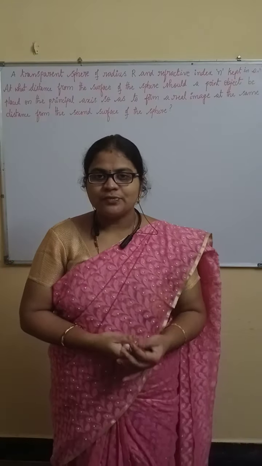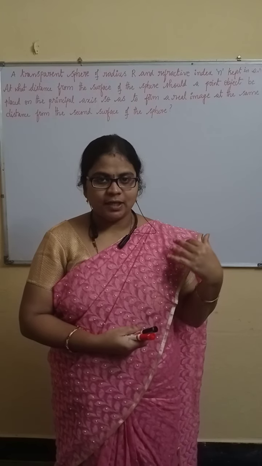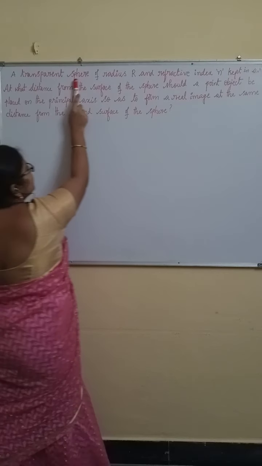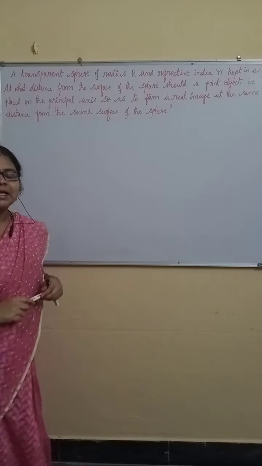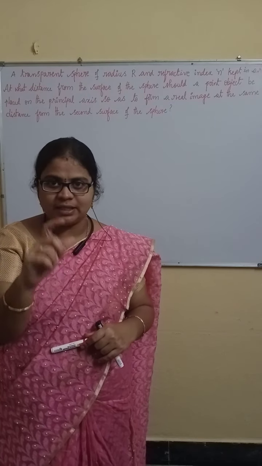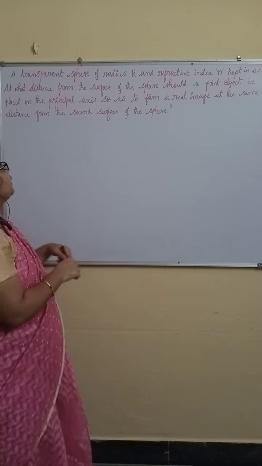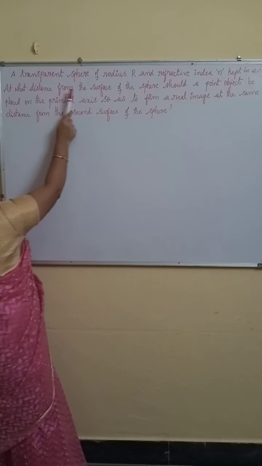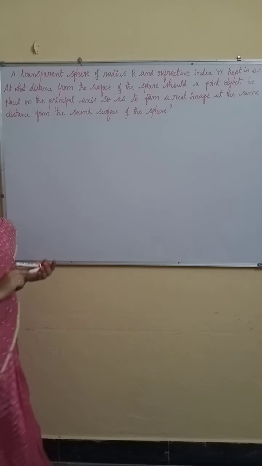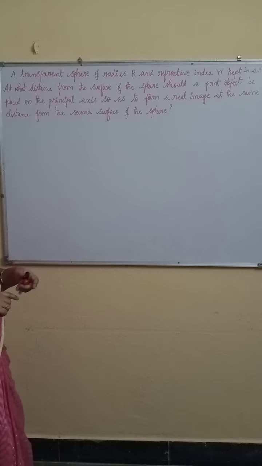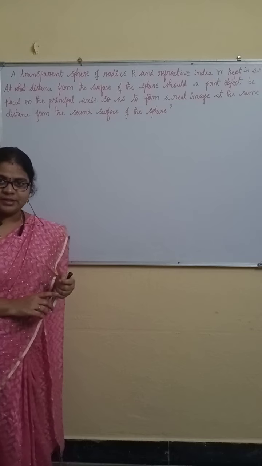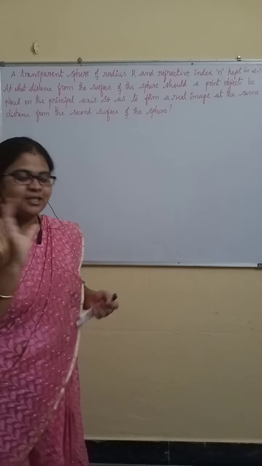Good morning, 10th class students. We are discussing lesson number 4, and let's see our problems. Here is a transparent sphere of radius r and refractive index n. The sphere has refractive index n and is kept in air. Now, at what distance from the surface of the sphere should a point object be placed on the principal axis so that a real image is formed at the same distance from the second surface? Maybe a little bit of confusion, but it is very easy.